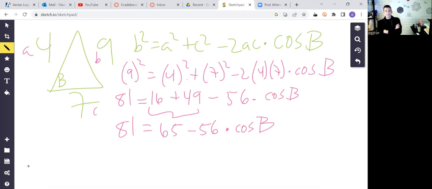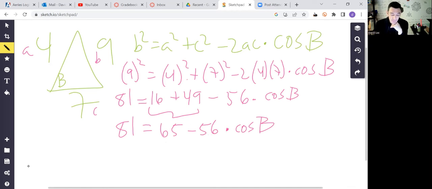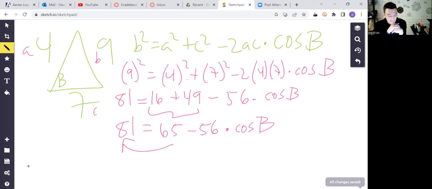Now, watch this. Over the years, I've seen students who go 65 minus 56 and call that 9. But no, we can't do that, because that's not 56. That 56 is being multiplied with some stuff. So really, you can't combine these. Nope, that's not an option. Instead, subtract the 65 from the left-hand side.